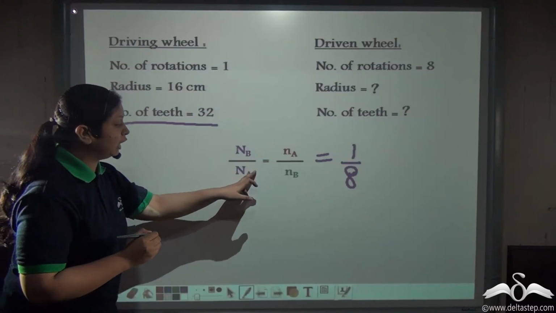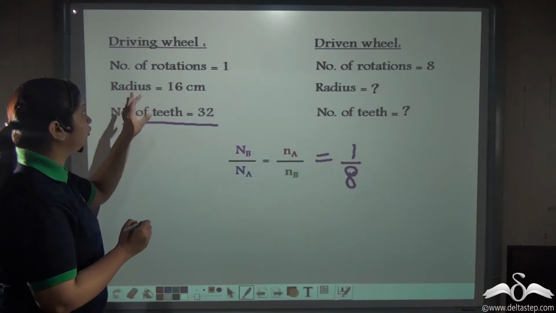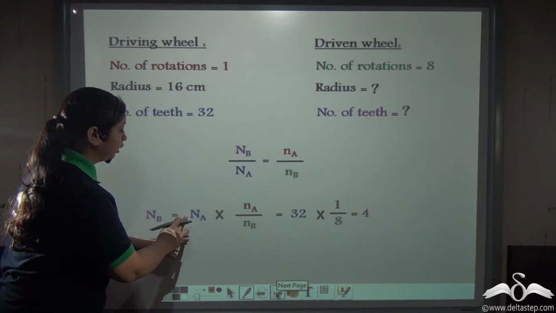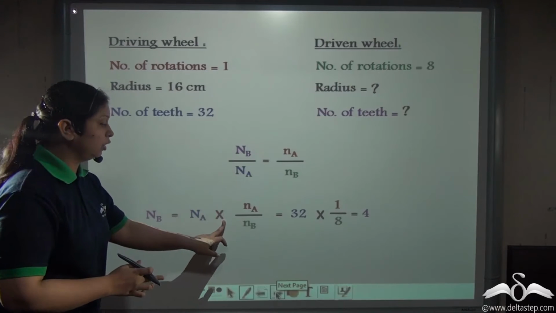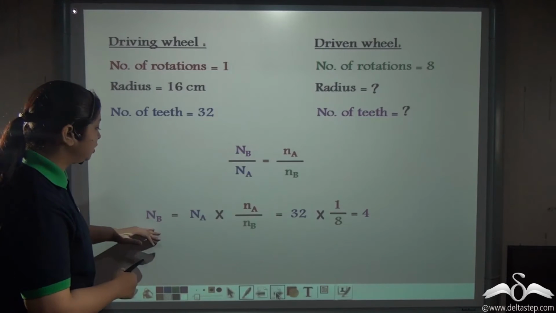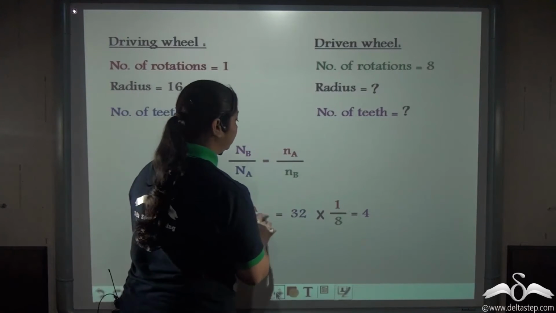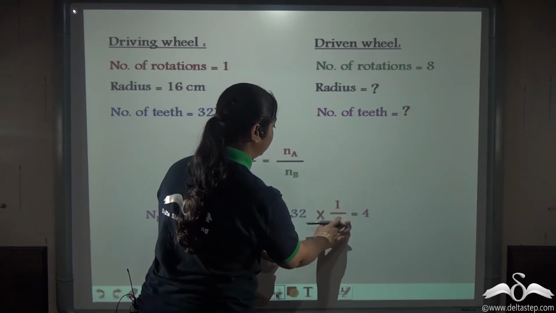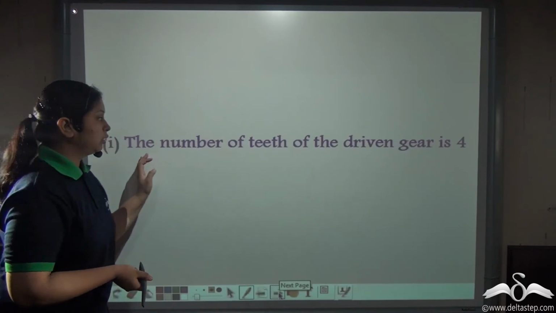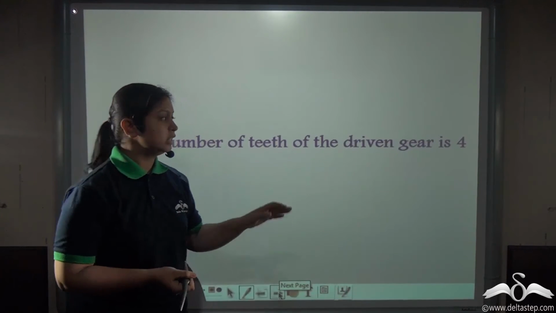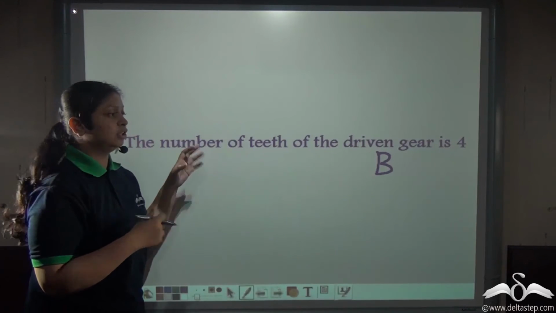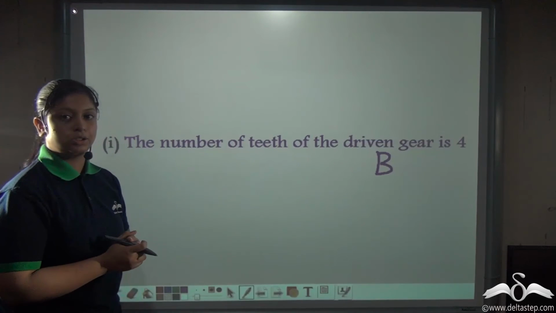So, we need to substitute the value of capital NA, that is number of teeth of driving wheel. By doing that, the number of teeth of driving wheel into the velocity ratio will give us the number of teeth for the driven wheel. So, by substituting the values, we get the number of teeth of driven wheel as 32 into 1 by 8, which is equal to 4. So, the number of teeth of the driven gear, that is the gear B, is equal to 4 when the number of teeth of the driving gear A is equal to 32.